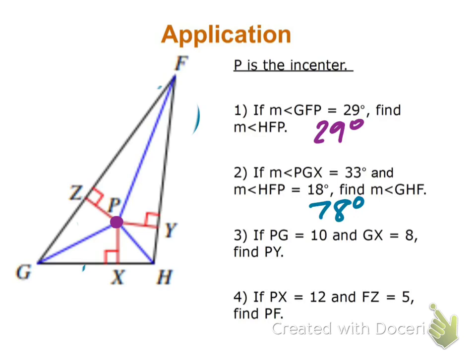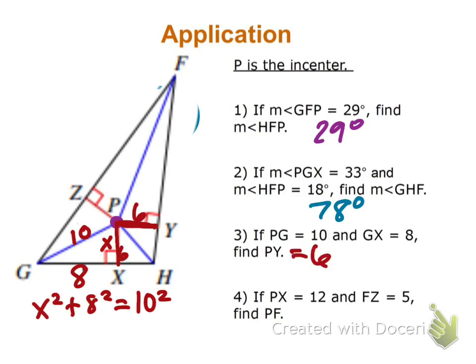Okay, so PG is 10, and GX is 8, and it wants me to find PY. So you're thinking, well, that has nothing to do with where I'm at right now with the 8 and 10, but it does, because remember, these are all equal distances from the sides. If they're wanting me to find PY, I just need to find XP, and then that'll get me PY. So I do x squared plus 8 squared equals 10 squared. And when you do all that math, you end up getting x is 6, which means PY is 6.